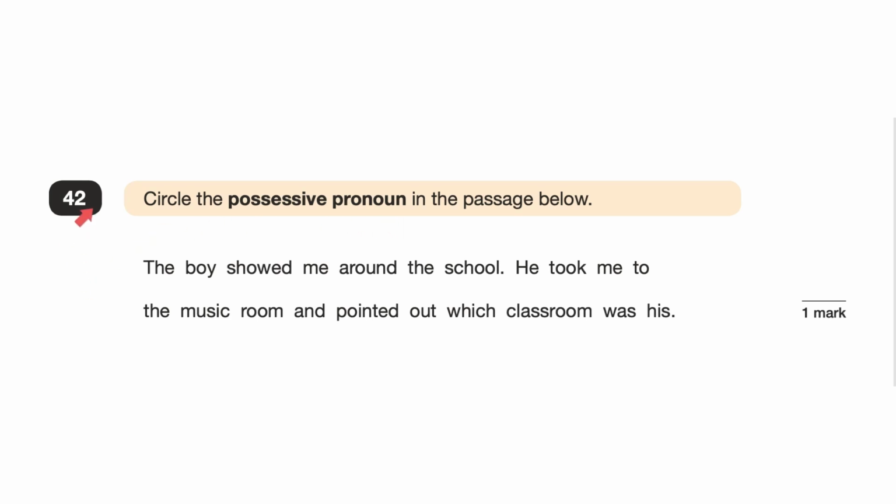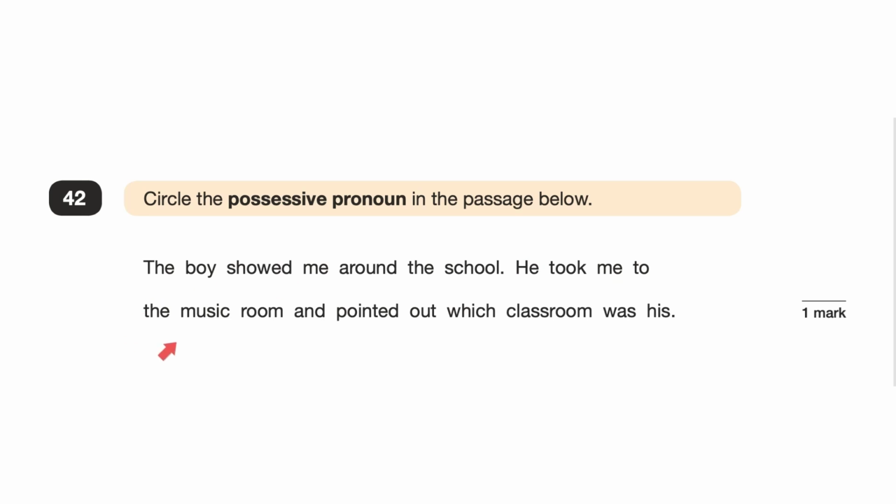Again, notice question 42. So these questions are typically cropping up towards the end of the paper. So again, very, very similar question type. Circle the possessive pronoun in the passage below. The boy showed me around the school. He took me. So again, we have a pronoun here. He took me because we didn't want to say the boy again. That's why we've got this variation.